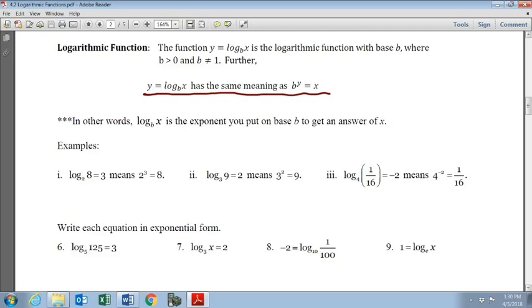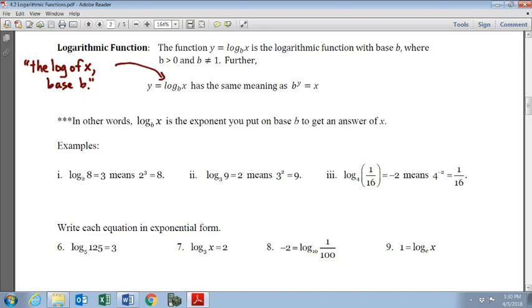So I already told you the first thing you need to do is master those exponent facts. And the second thing, and it's really huge, is you've got to know this definition, and you've got to be able to go back and forth between logarithmic form and exponential form. So let's go ahead and look at this. First of all, this left side is read the log of x base b.